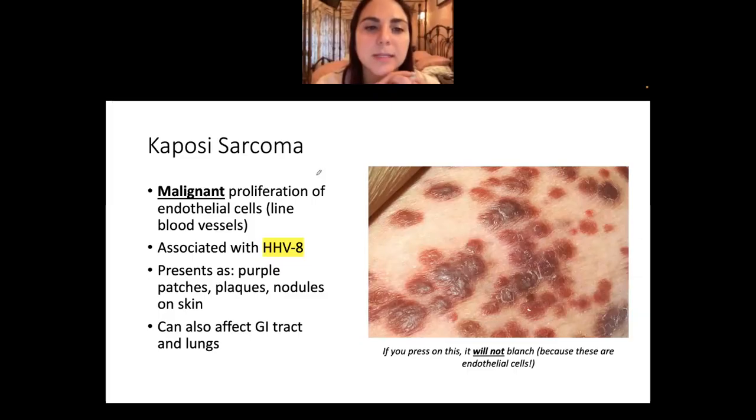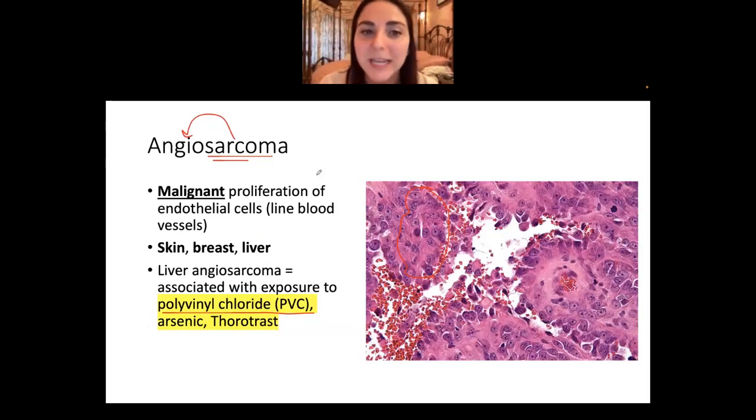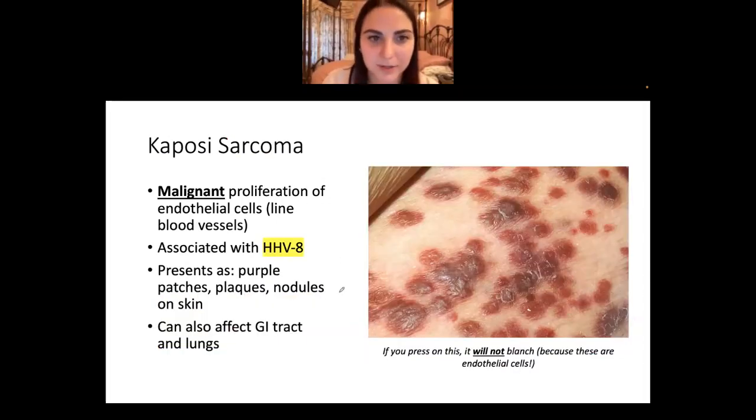So this is human herpes virus 8. Do whatever you need to do to remember it's 8, because they will always put HHV6, HHV5, all the human herpes viruses when you're trying to answer these questions. So HHV8 causes Kaposi's sarcoma. It's malignant, so it 100% is malignant. This is of the endothelial cells that line the blood vessels, so kind of similar to the angiosarcoma so far.